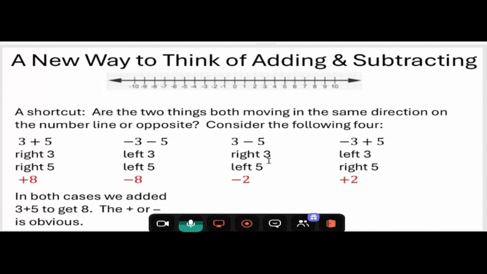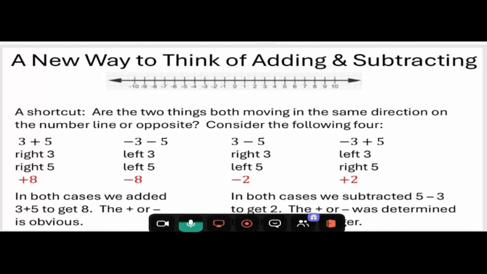We subtracted 5 minus 3. You just have to figure out, did I go further to the left and get a negative answer, or did I go further to the right and get a positive answer? So if the signs are opposite, we subtract 5 minus 3 to get 2, and then figure out if it's positive or negative depending on whether it went further right, the positive is bigger, or further left, the negative is bigger.